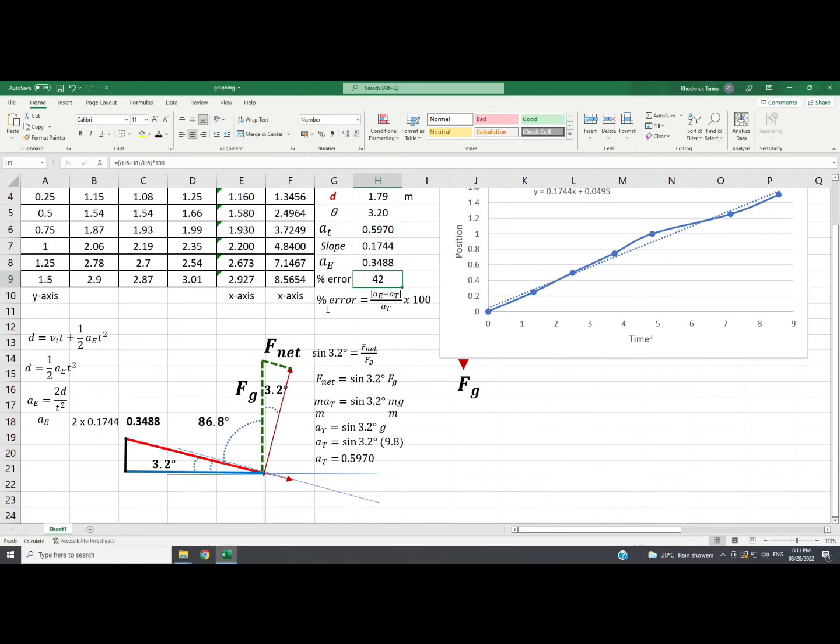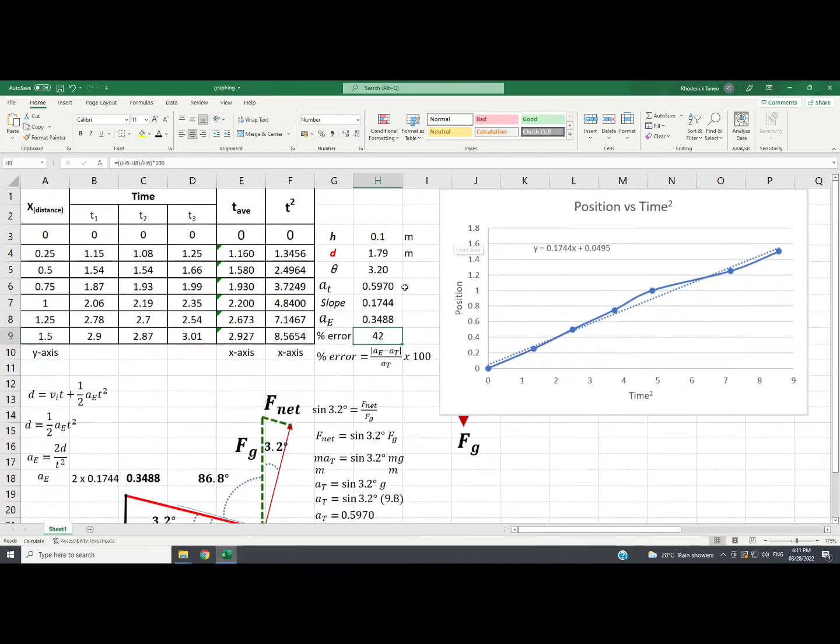So that 42% is a very large error. But that's okay, because this is still your first time. I would just allow that one, but hopefully next time you would get a very small error. You follow? So that is how to graph your data using Microsoft Excel, getting the slope value of your straight line graph, and then computing your acceleration experimental. Thank you for listening.